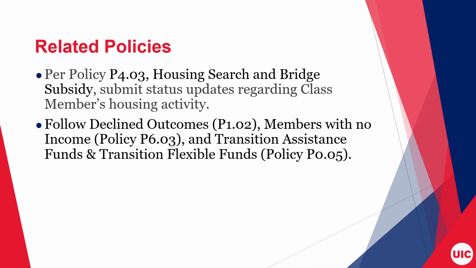If the class member or legal guardian declines at any point, follow the Declined Outcomes Policy, P1.02. Policy P6.03, Serving Members with No Income, outlines procedures for class members who are unable to obtain income. Additionally, guidance on obtaining transition assistance and transition flexible funds is available in Policy P0.05, Transition Assistance Funds and Transition Flexible Funds.